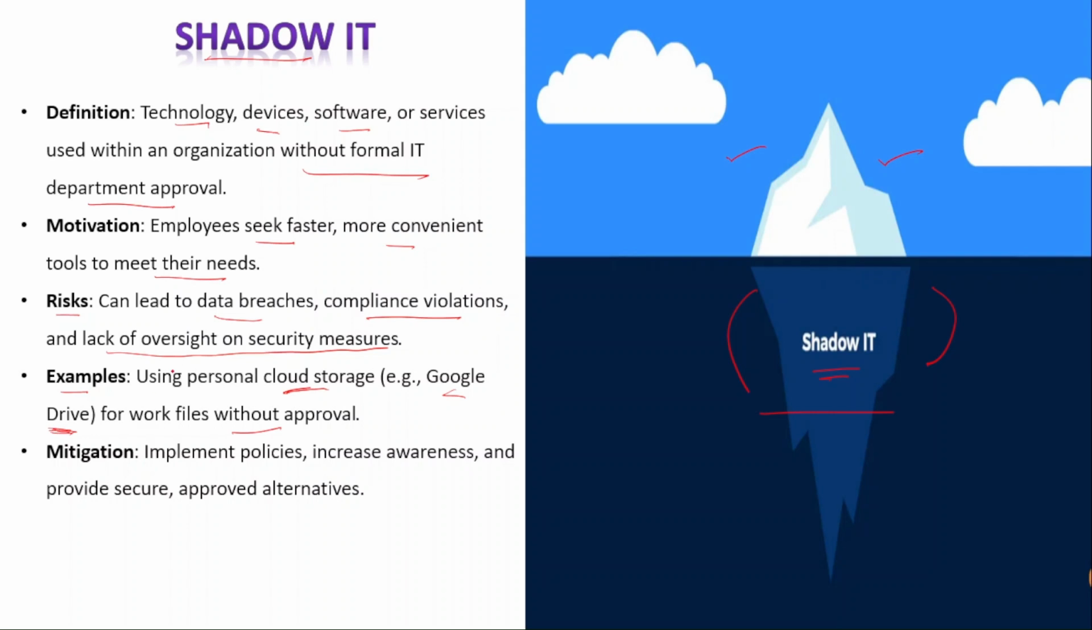Mitigation. So, how can you mitigate the threat of shadow IT? You can implement policies against using any shadow IT applications or devices. Increase awareness among the employees so that they don't use shadow IT applications, such as storing sensitive organizational data inside Google Drive, and provide secure and approved alternatives. So if your employees need a shared drive to store files, instead of using Google Drive unofficially, you can give them an official secure alternative.